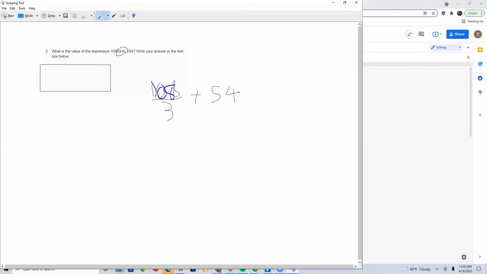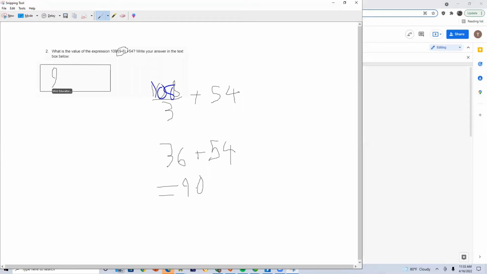So 108 over 9 minus 6, which is 3, and then plus 54. So 108 divided by 3, I think all of y'all know how to do long division. It's gonna be 36. So 36, and then plus 54, just like that. 36 plus 54 is 90. And there you go. Easy peasy.